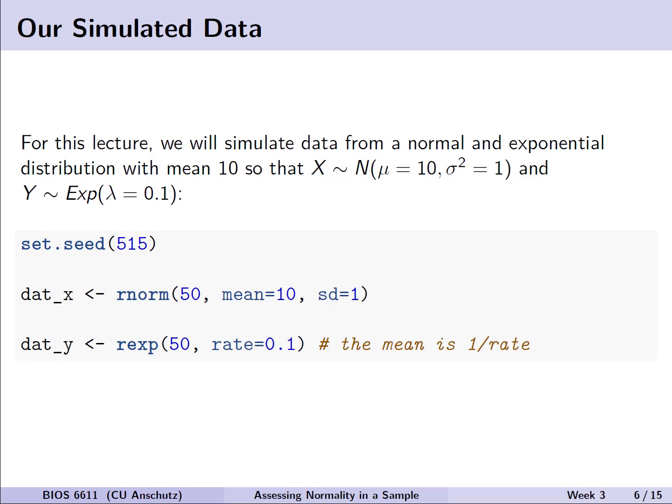So for the rest of the lecture, we're going to simulate data from a normal and an exponential distribution, both with a mean of 10, so that x will be our random variable that's distributed with mu equals 10 and sigma squared equals 1. And then our exponential random variable y will be exponential with lambda equals 0.1. We see here we're setting our seed for reproducibility so we could reproduce these results. And we also see that we're going to simulate a sample of size 50 observations for each x and y.